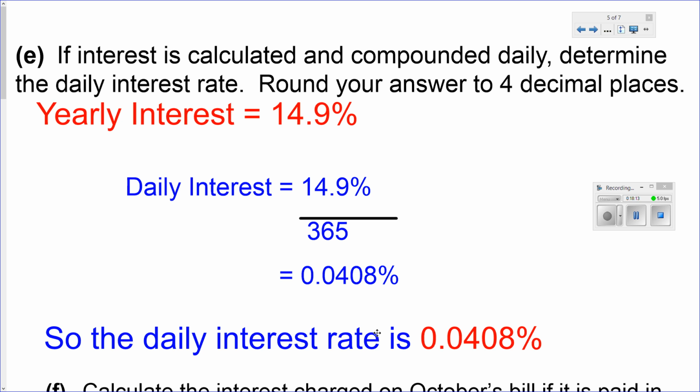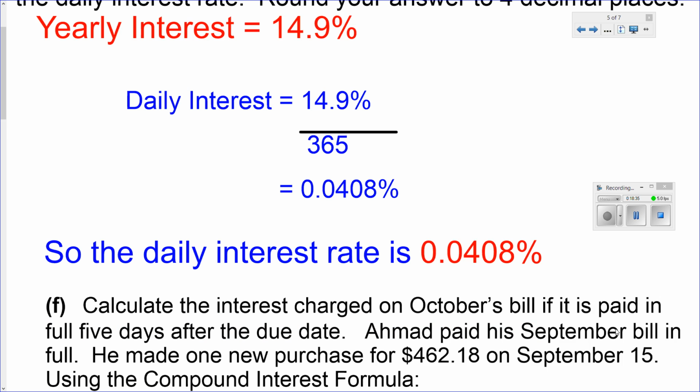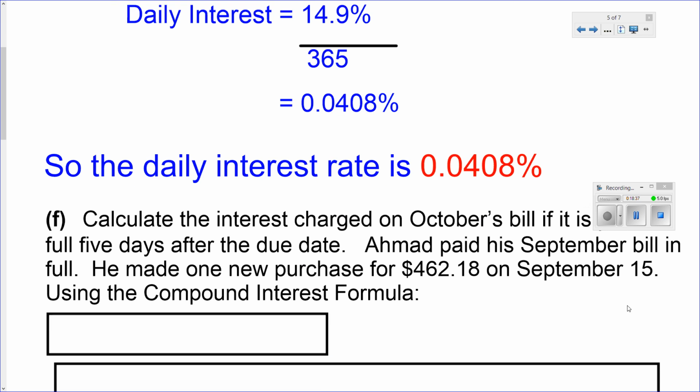They have to be done this way in order to calculate the daily interest rate. You also know this as i. If you remember, i equals 0.048, you're going to divide that by 100 again. Now, let's calculate the interest rate.